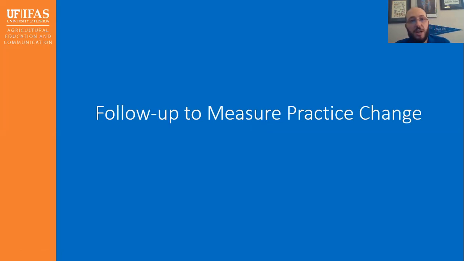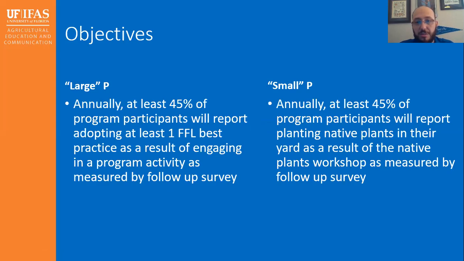So now that we've gone over all the different components of measuring the immediate outcomes of knowledge gain, we'll talk about following up to measure practice change. This would be the same kind of thing, walking through what a large P objective would look like versus a small P objective. I'm using the same kind of program areas, so I'll just quickly go through these different examples. So annually, at least 45% of program participants will report adopting at least one FFL best practice as a result of engaging in a program activity as measured by follow-up survey. So the small P objective would just specifically identify what that practice would be. So planting native plants in their yard as a result of the native plant workshop.